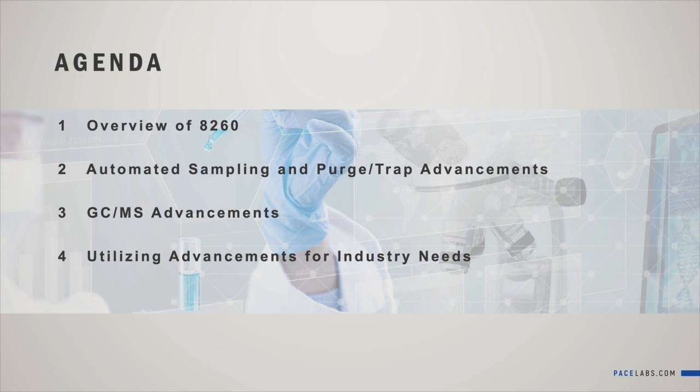Here's an agenda of what we will cover in this discussion. A quick overview of EPA method 8260, advancements in automated sampling and purge and trap, advancements in GCMS technology, and finally, how we utilize these advancements for the environmental testing industry's needs.